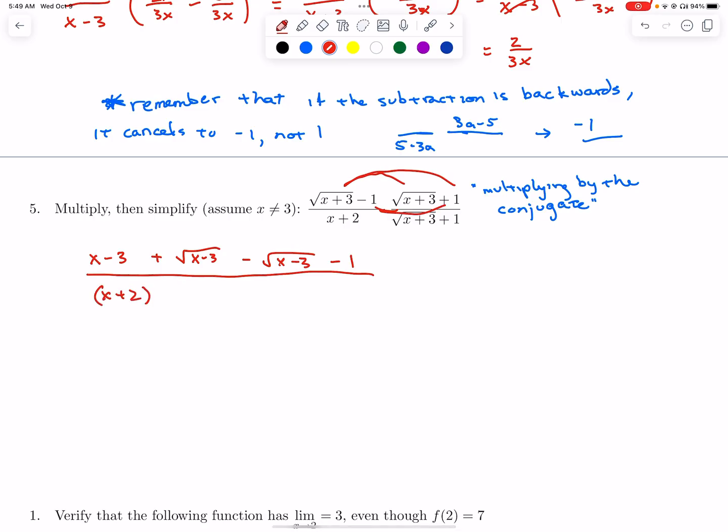Don't distribute on the bottom. Oh, sorry, why am I turning them into x minus 1s? Whatever. They're all x plus 3s. Too early in the morning. Okay. So the square roots only cancel. X plus 3 minus 1 is x plus 2.